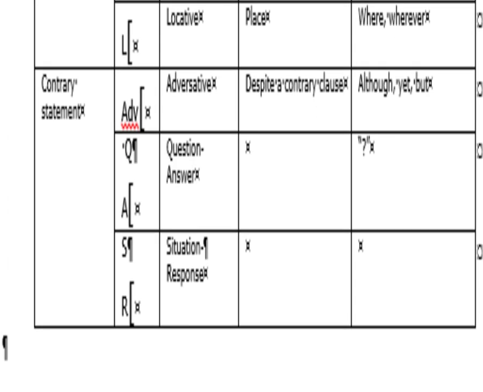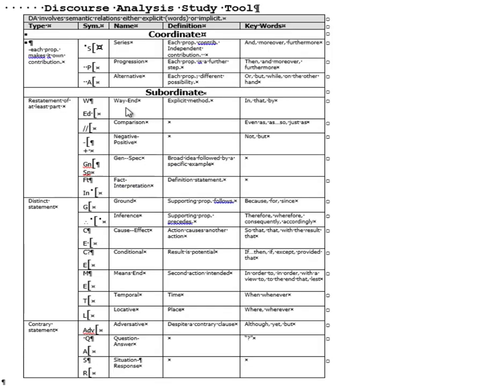And this is where you have the adversative. This is a strong adversative, despite a contrary clause. It's not an option. It's do this, but not that. A question and answer is another relationship between clauses. And then finally, a situation response. So a person was caught cheating, and then he cried. So there was his response. So those are all the different ways that two propositions can relate to one another.